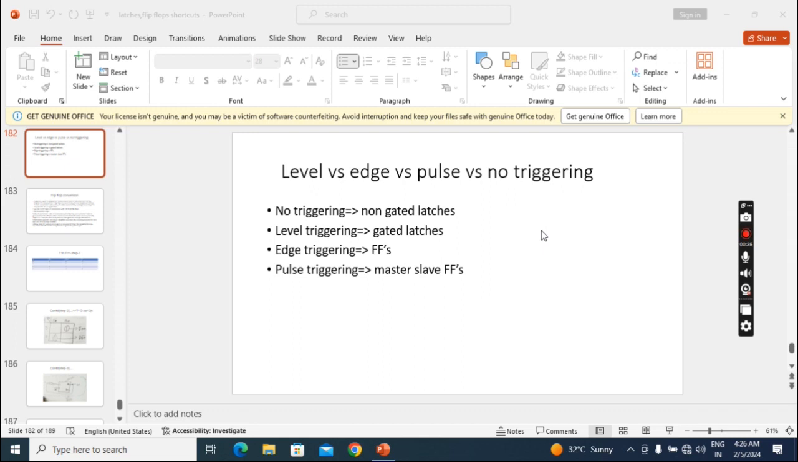And if we take master slave type flip-flops, they contain clock and the master part will work with one edge and the slave part will work with another edge. So the whole pulse, the total clock pulse, positive and negative, both are contributing in the circuit operation. That's why they are called pulse triggered circuits. So non-gated latches are examples for no triggering, gated latches for level triggering, flip-flops for edge triggering, master slave flip-flops for pulse triggering. Okay.